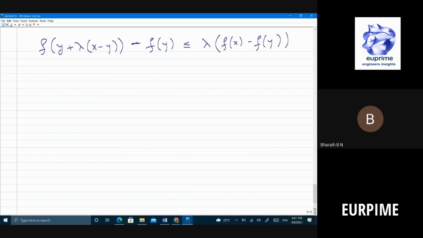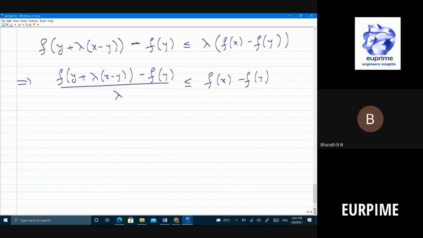Now I'm going to divide by lambda. So we have f of y plus lambda times x minus y, minus f of y, divided by lambda, is less than or equal to f of x minus f of y. Is that okay? Now take lambda to 0. I can do that, since it's any lambda between 0 and 1. I'm going to take lambda to 0 from the right, ensuring that lambda stays between 0 and 1. I'll take such a sequence.